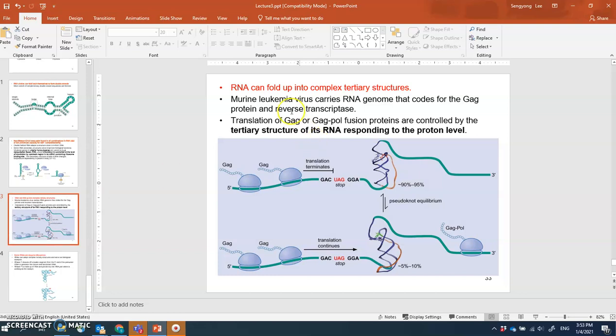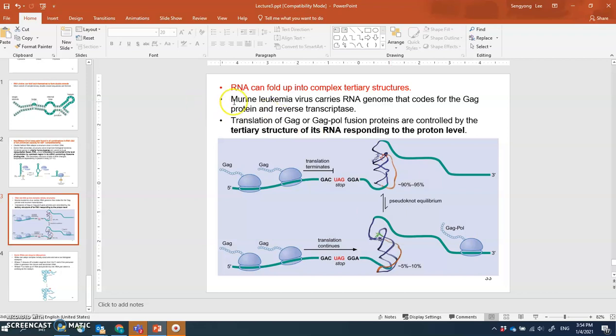And then RNA can fold up into a complex tertiary structure. Here's another example: the tertiary structure of RNA here and here. They can adapt different tertiary structures based on the availability of hydrogen ions, protons. Proton changes, so that's the pH, right? Depending on the pH of the environment, this RNA tertiary structure or that RNA tertiary structure could be made. Then how do those different RNA structures affect gene regulation?